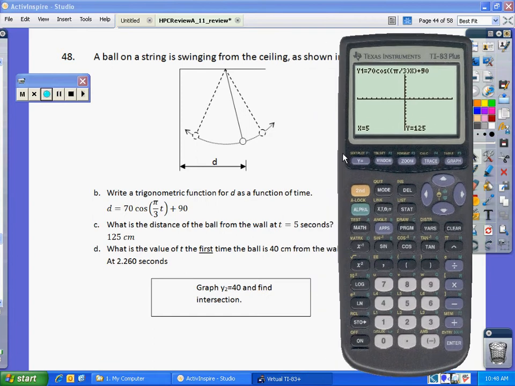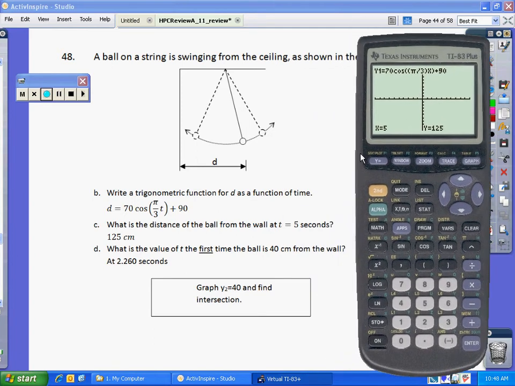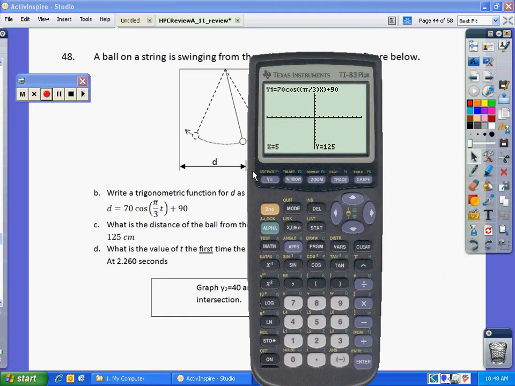Then it asks you, what is the value of t the first time the ball is 40 centimeters from the wall? So this is where you go to your y equals, and in y2 we're going to put 40. When is it 40 from the wall? Now let's go to our window real quick. Let's graph this. So 0 to 30, and I'll make my scale 2. We know the minimum is 20, so I'll just leave it at 0. I know the maximum is 160, so we'll make it 200. Make our scale 20.